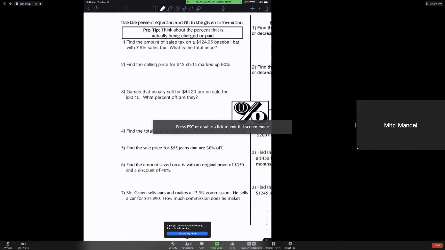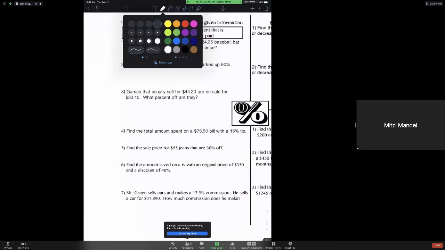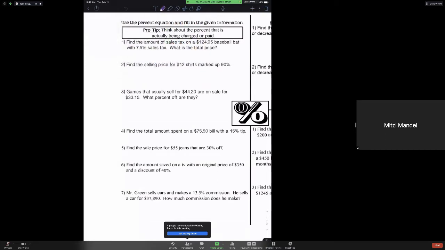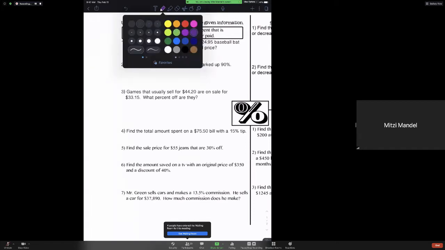Okay, so here are the notes from today. We're going to be talking more about markup, discount, tax, tip, all of those things. So you guys can use a proportion or an equation. I'm going to be using an equation for all of these because, as I explained to you before, I think that's the fastest, easiest way to do these.